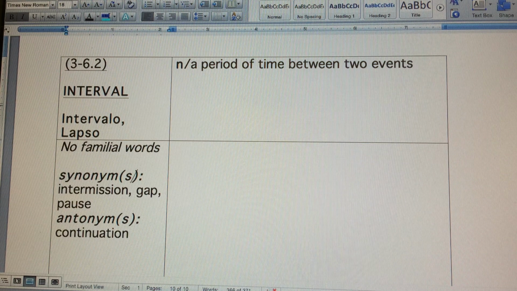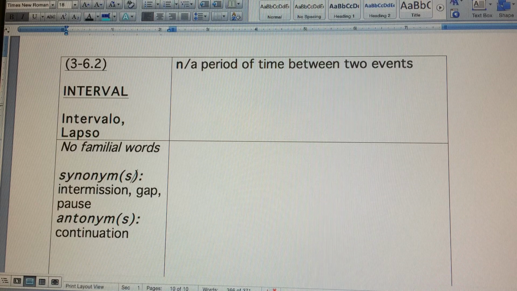I'm going to go over the Level 2 Academic Word of the Day interval for Week 6, Quarter 3. Interval has 3 syllables, interval, and the emphasis or stress is on the first syllable. So we say interval, interval. It's used as a noun and only a noun.